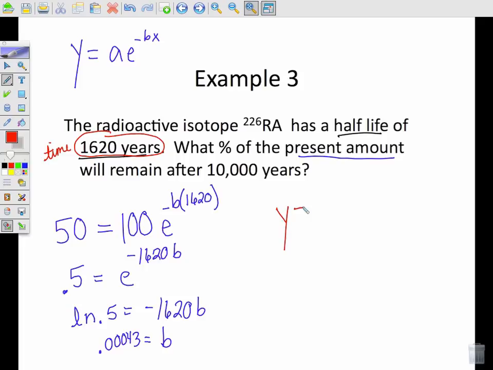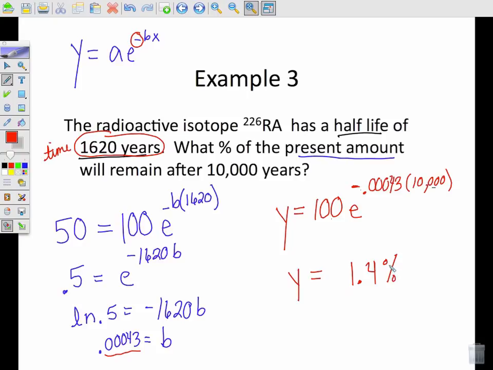That is the amount that I'm going to write my model with. My model is going to look like this. Y equals initial amount, which is 100%, e to the negative, I'm going to put b in there, 0.00043. Now I include the negative because that's the original model here. This negative is not contained right now in this b value that I found. And then times x. And my x would be, in this case, 10,000 years. So we're going to put 10,000 years in there. And as you calculate that, you're going to be able to tell how much you have left. You can just go ahead and calculate that, and you get y is equal to 1.4%.